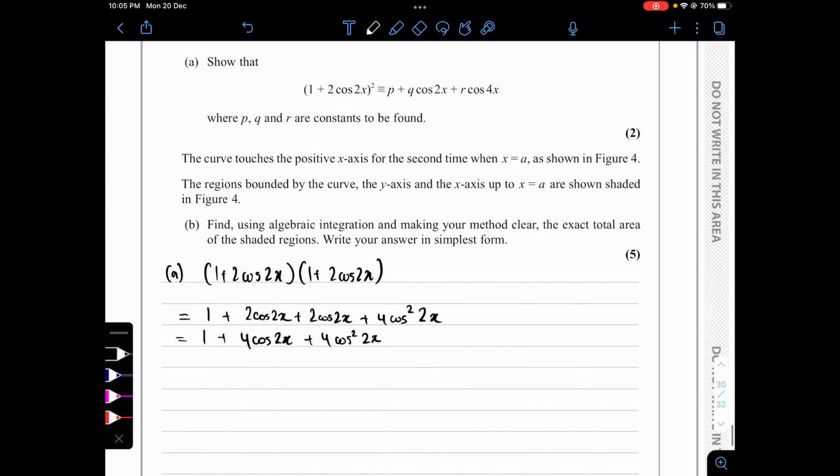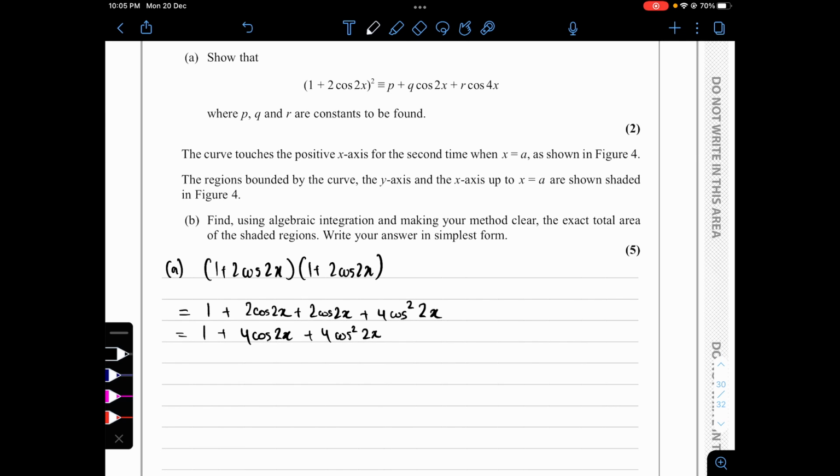Now, we need to use an identity to get rid of this cos squared. The only identity that comes to mind is the cos 2x one, right? Now, if you remember, we know that cos 2x is cos squared x minus sine squared x, right? And then if we want to only get the cos, that will be cos squared x, we know this is the same thing as 1 minus cos squared x.